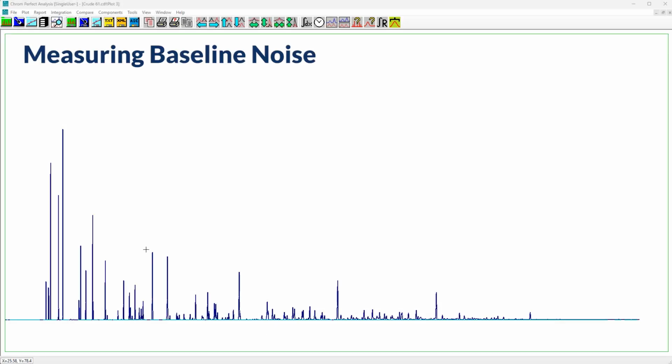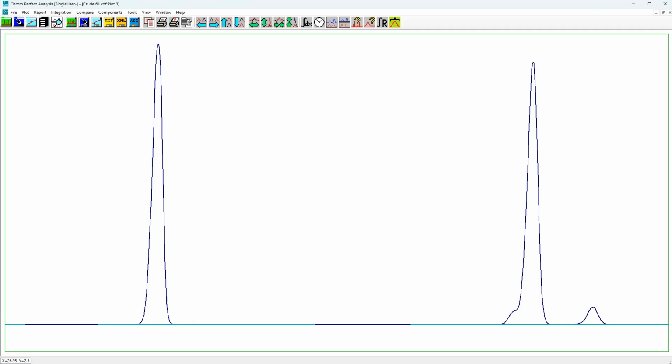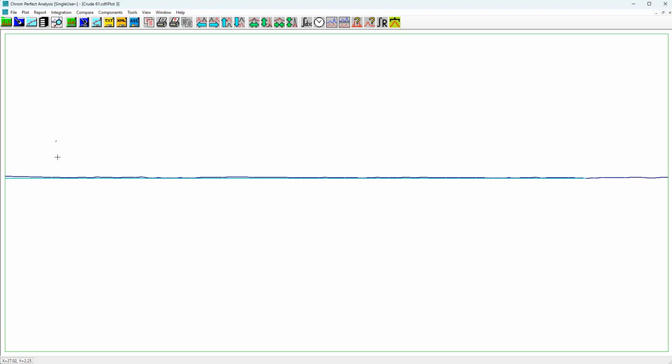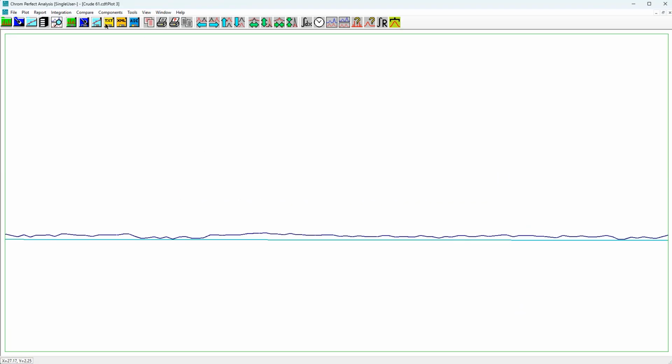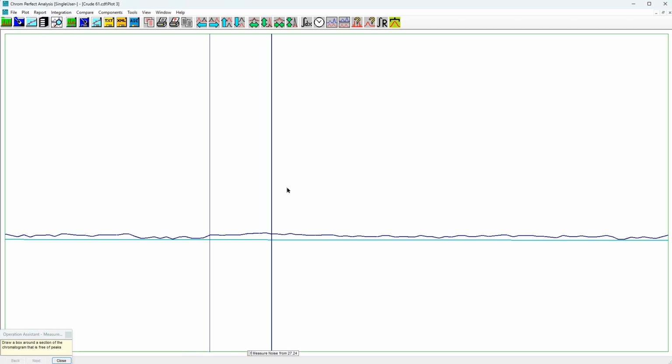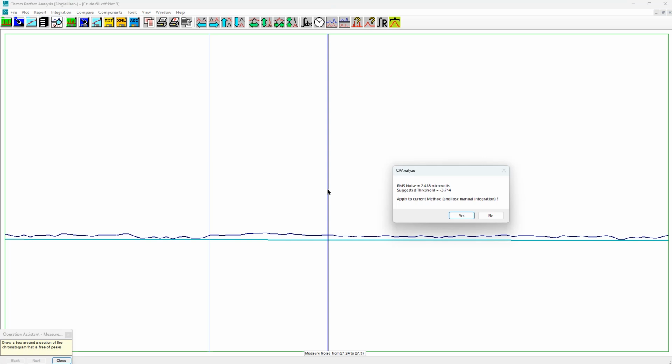Measuring baseline noise in chromatography. In chromatography data systems, baseline noise is measured directly from the chromatogram trace over a defined time interval. That interval should be free of peaks, so the measurement reflects true baseline variation rather than analyte response. Chromperfect measures baseline noise using chromatogram functions that operate directly on the chromatogram trace, rather than on integrated peak results.